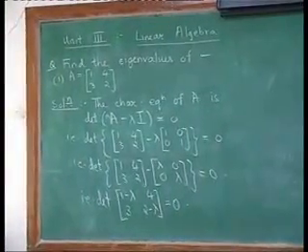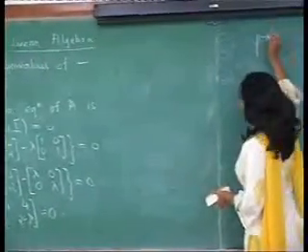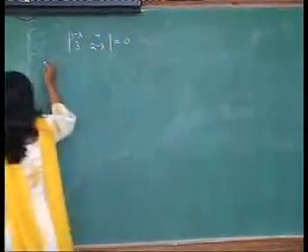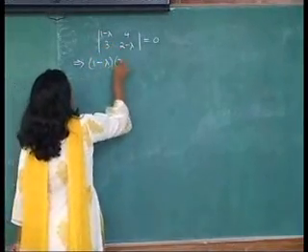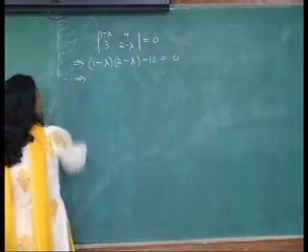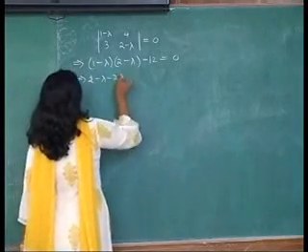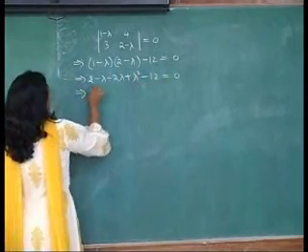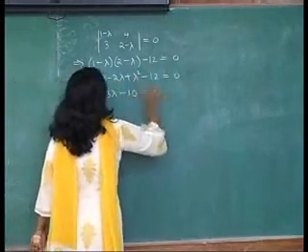So the characteristic equation of this matrix is going to be the determinant of 1 minus lambda, 4, 3, 2 minus lambda equal to 0. If we expand this, we get the product of the diagonal elements minus the product of the non-diagonal elements. Let's open out the brackets. 2 minus lambda minus 2 lambda plus lambda square minus 12 equal to 0. So we get lambda square minus 3 lambda minus 10 equal to 0.